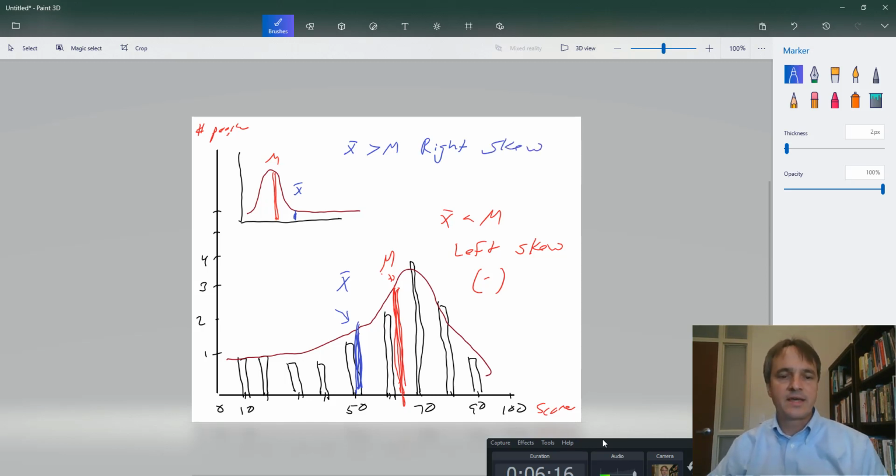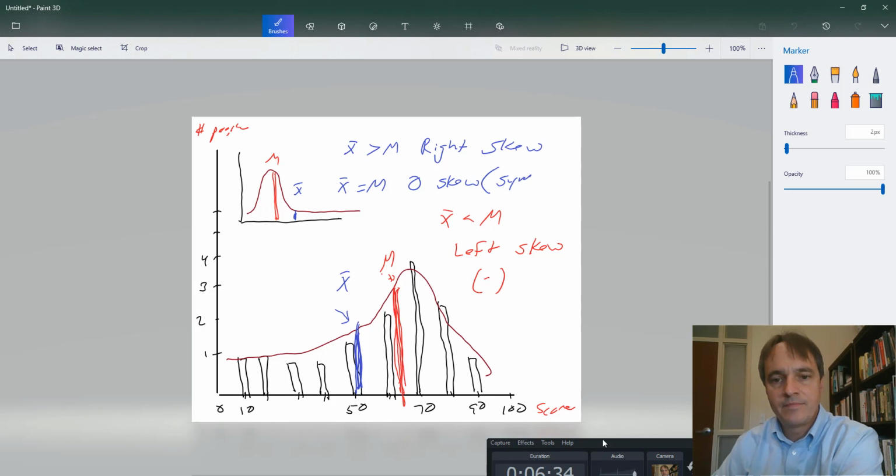We're not going to go over how it's calculated, but basically when the median and the mean are exactly equal, so if median equals X bar, we have zero skew, and that'll be symmetrical, like that perfect bell curve. But most of the time we're going to have a little bit of skew. If we have a left skew, it's going to be negative. If we have a right skew, it's going to be positive.